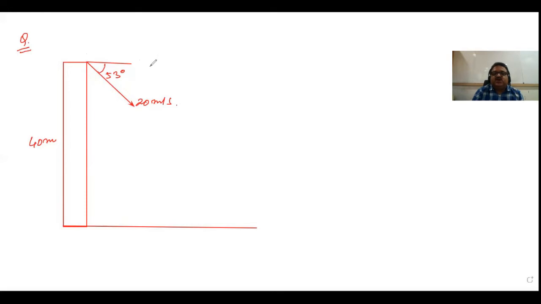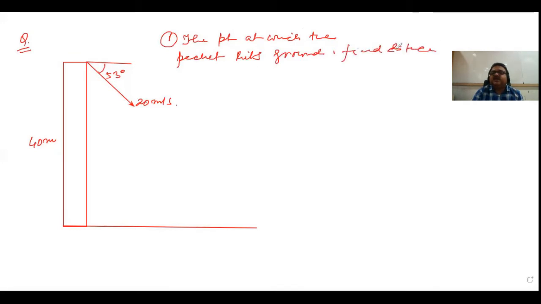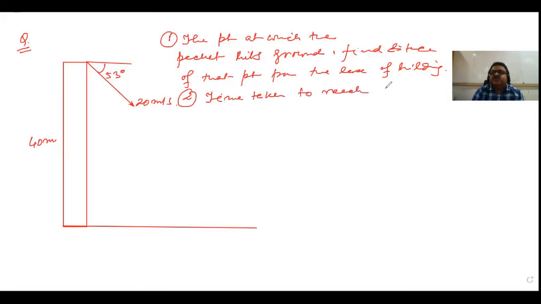So what I have to find here: number 1, the point at which the packet hits the ground, find the distance of that point from the base of the building. It is nothing but its range, correct? Number 2, time taken to reach the ground.